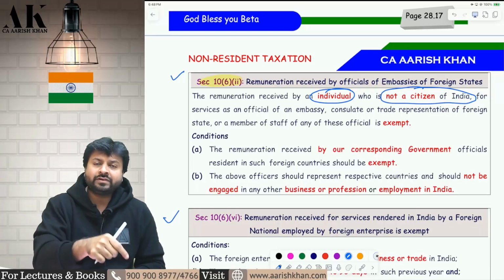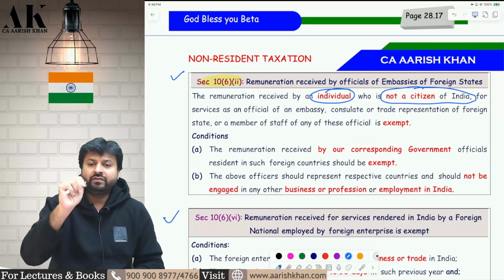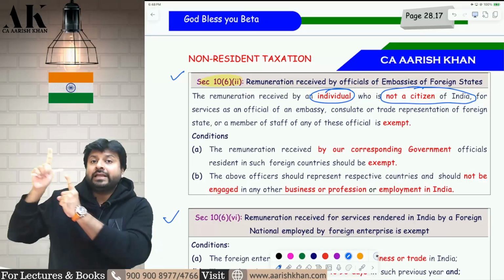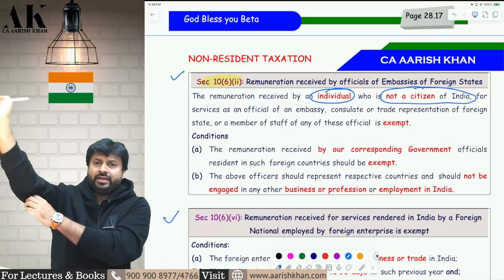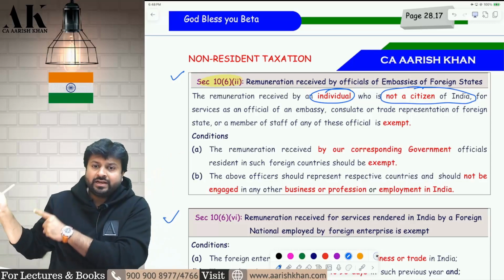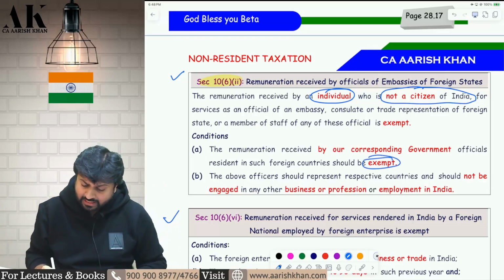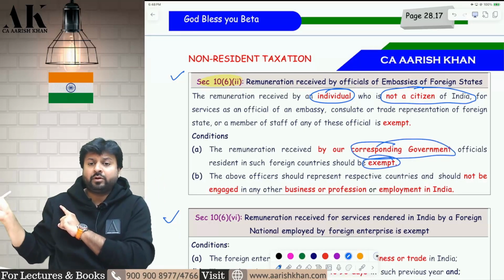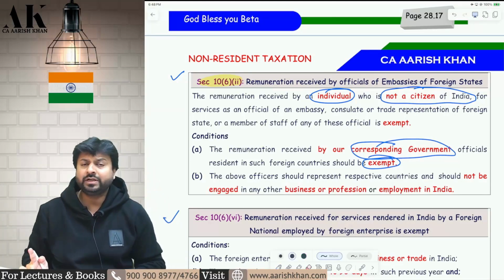Now whatever salary the US government is giving him, that is exempt in his hand, subject to 2 conditions. First condition, our government gives salary to our citizens in the USA, yes or no? In the US also there will be an Indian embassy, and the Indian government will give them salary, yes or no? So they should exempt the salary of our employees, then we will exempt the salary of US employees. I hope it is clear to all of you.